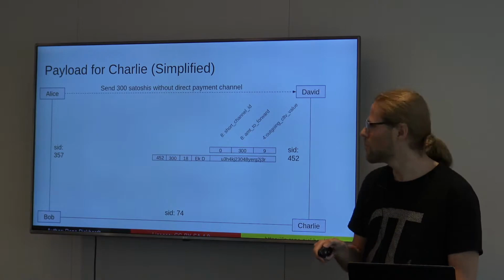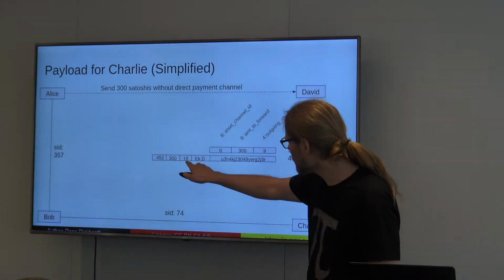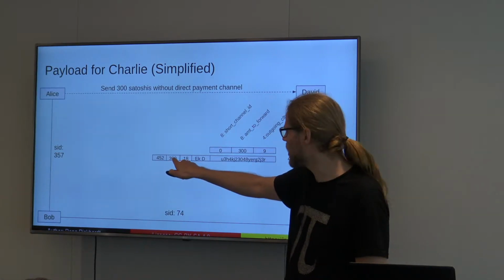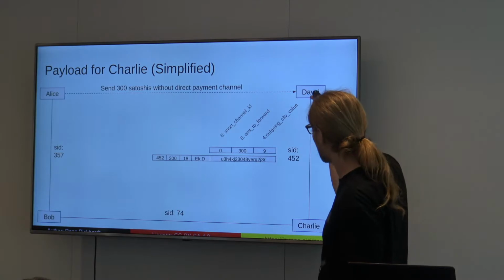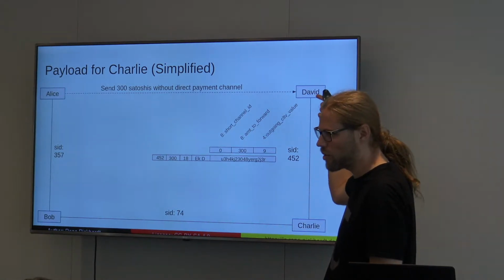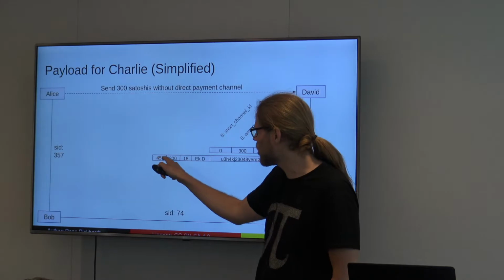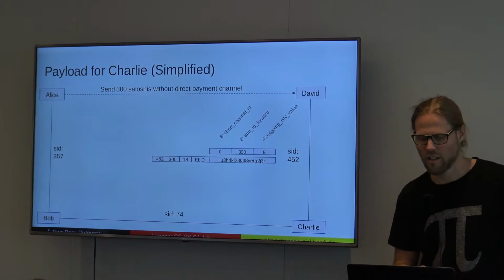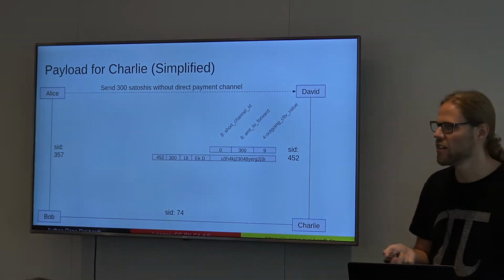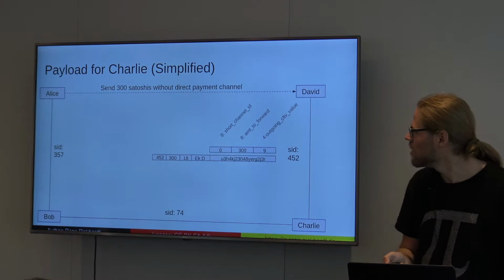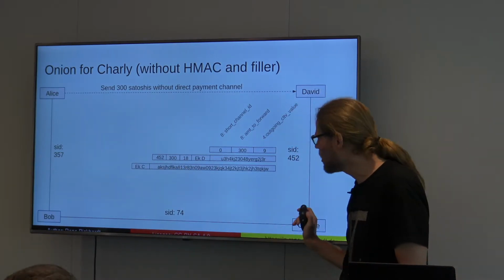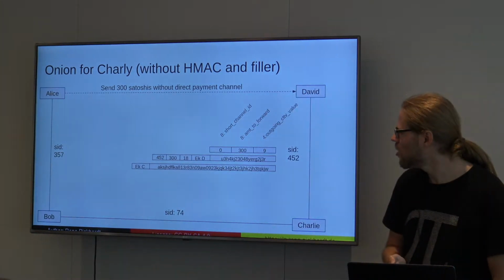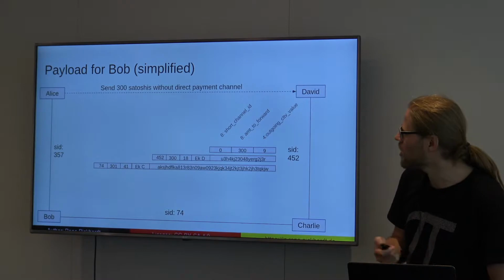Now we look at the payload for Charlie. Charlie now has an increased CLTV delta. Charlie still forwards 300 Satoshis because Charlie is paying David, and David is supposed to get 300 Satoshis. And the short channel ID tells Charlie, please forward this on this channel. And again, Alice generates a new ephemeral key pair for Charlie with the same trick, and encrypts this entire blob. So we are there.